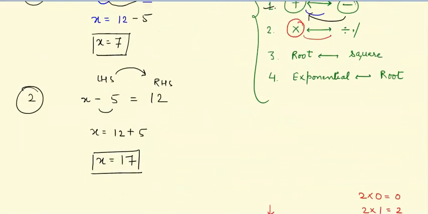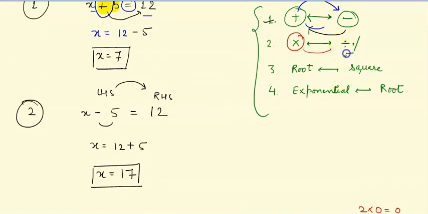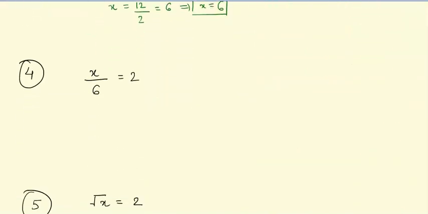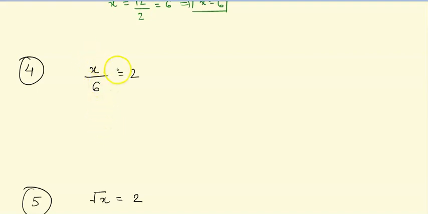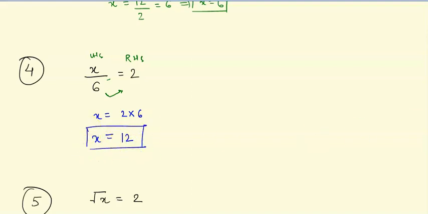So we got that answer. Now similarly in the fourth, clearly we can say that divide is related to multiply. So again we are doing this here, this is the left hand side and this is the right hand side. Here we can see this is a divide. So when we go from the left hand side to the right hand side, x stays as it is, and the division by 6 becomes multiplication on the right hand side. So here we have the value x is equal to 12. We got that answer, right?